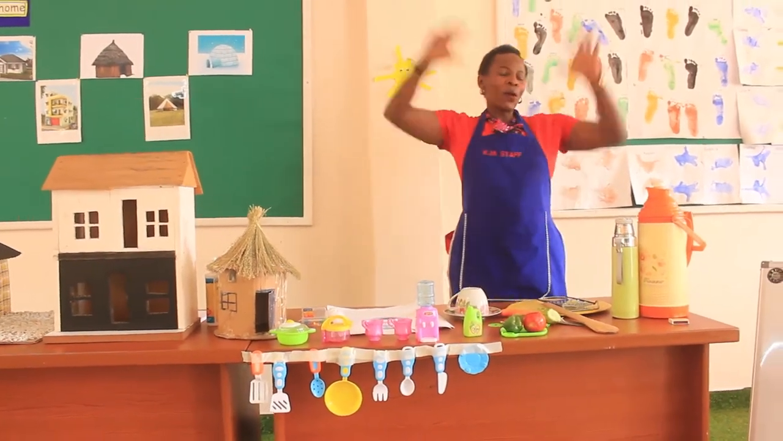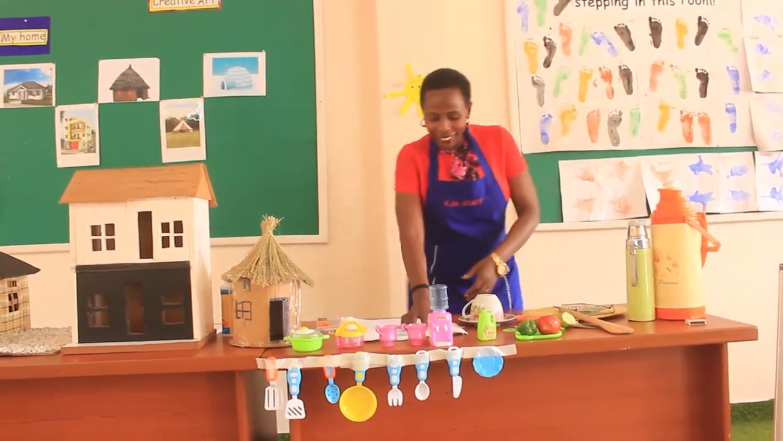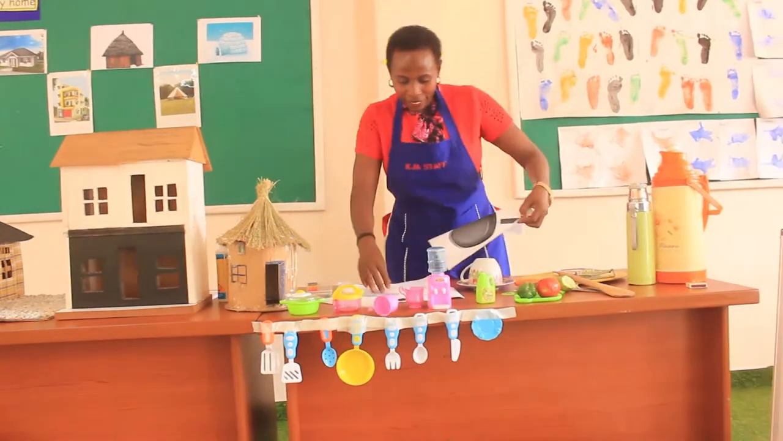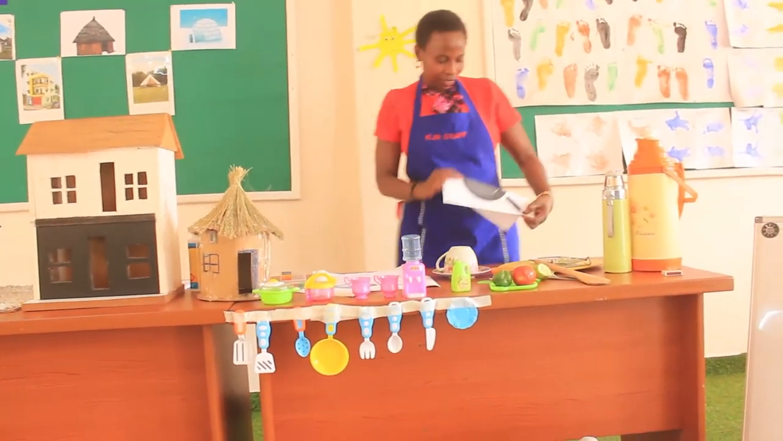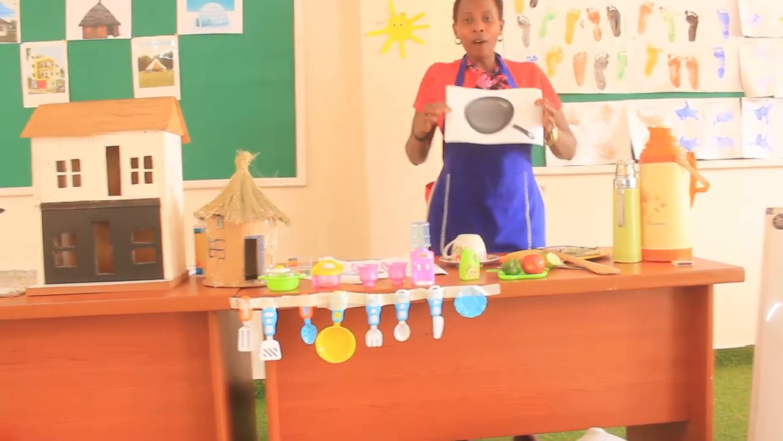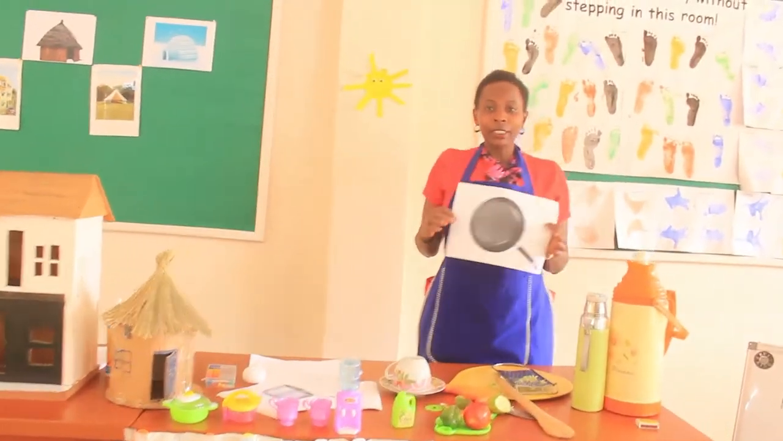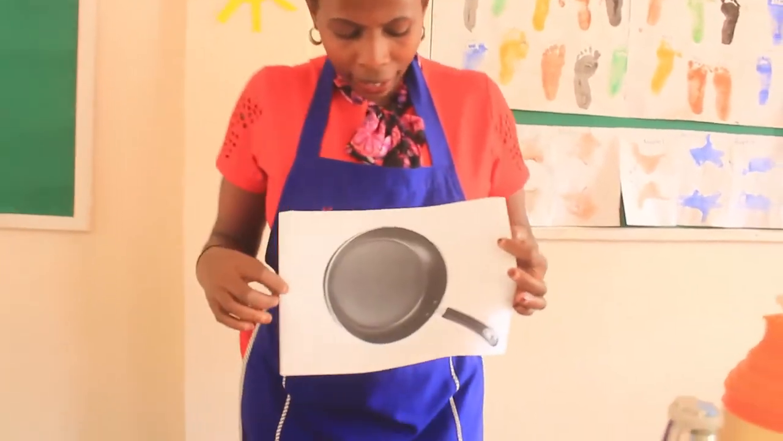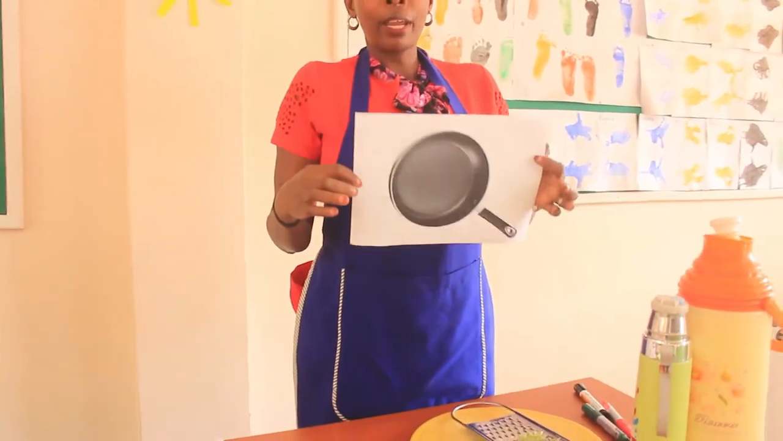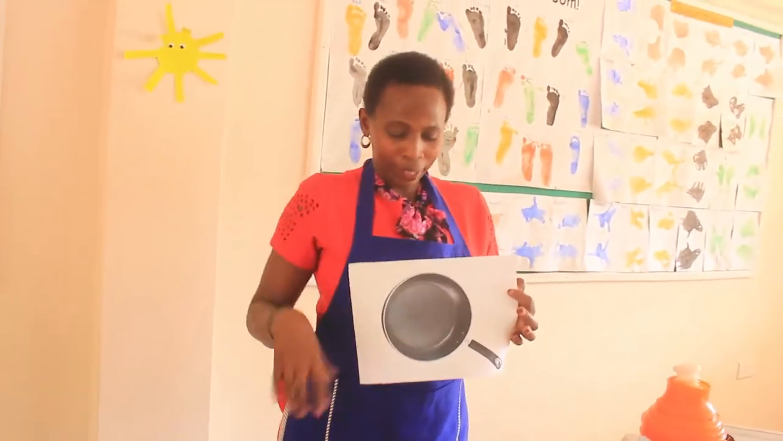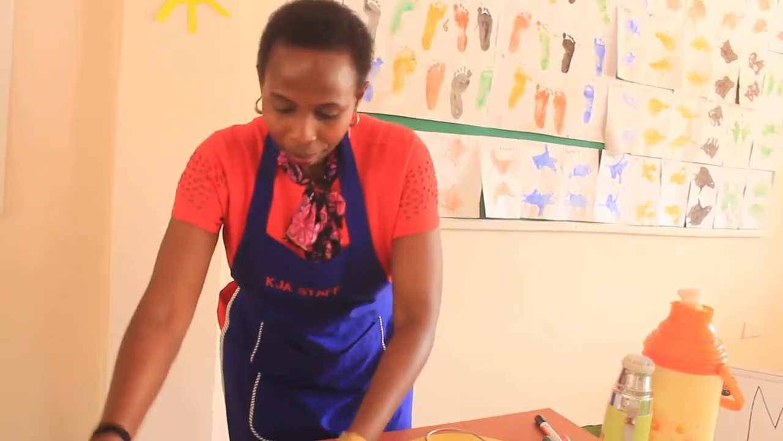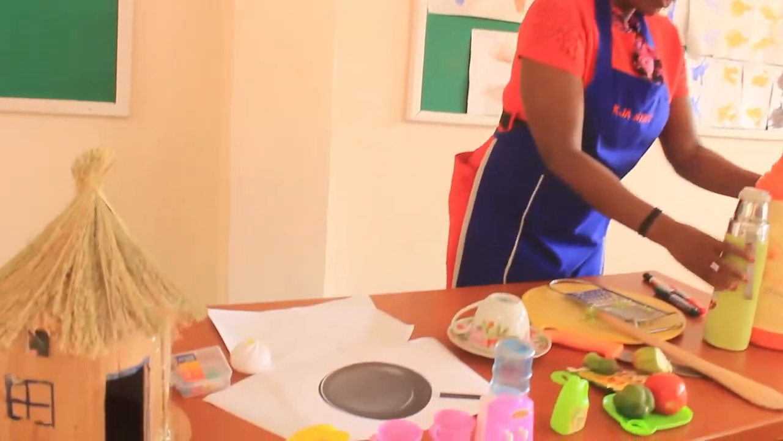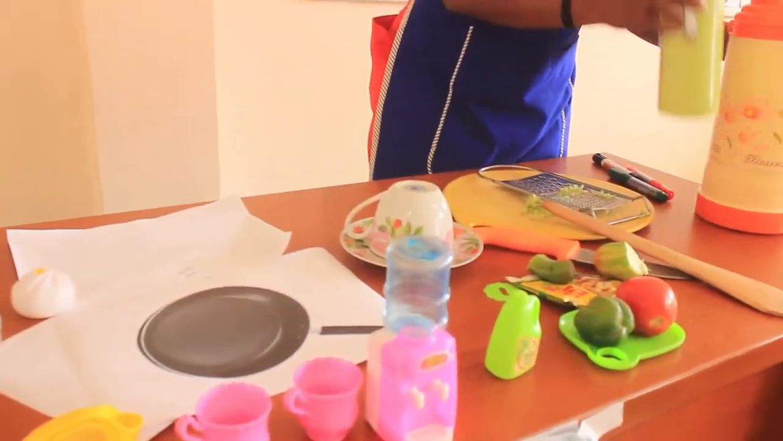Yum, yum, yum. Ooh! And this is a frying pan. We usually use this to fry our chapatis. We usually use it to fry the egg and fry all sorts of things. A pancake, whatever you want to use a frying pan for, it can help us to fry. We usually have this in the kitchen.